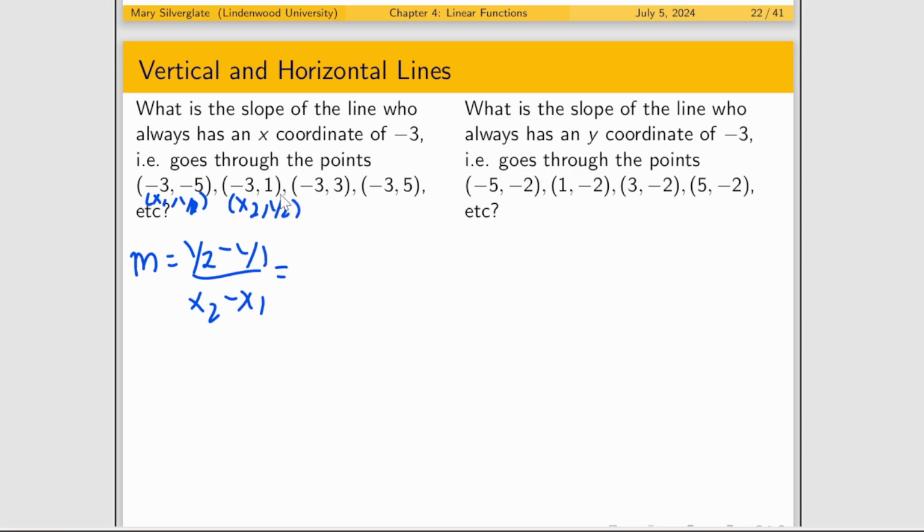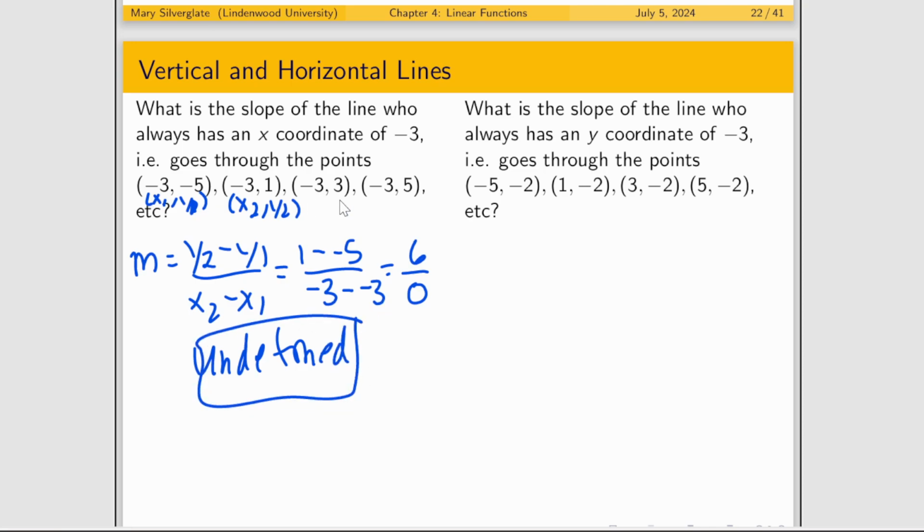So y2 minus y1, that would be 1 minus -5 over -3 minus -3. 1 minus -5 is 6. -3 minus -3, anything minus itself is 0. 6 divided by 0, what's the problem? I am not allowed to divide by 0, so this is undefined.